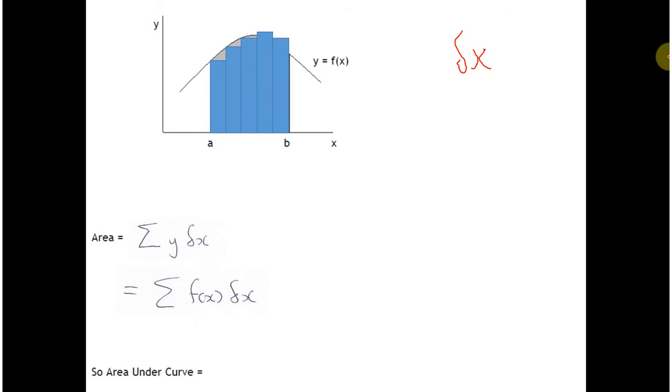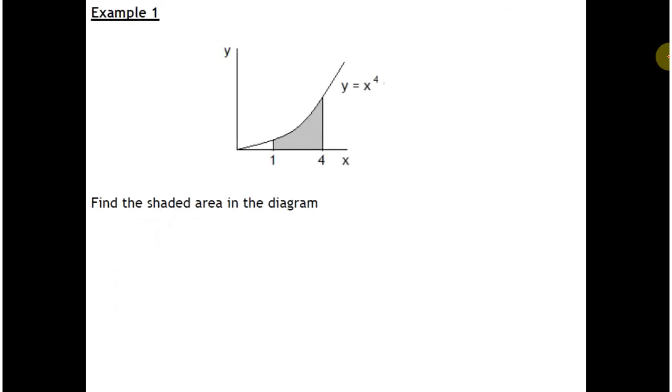Now, this approximation will become more accurate as delta x gets closer and closer to 0, because the rectangles will be thinner and we'll have more uses of the y coordinates to work out the area. It turns out that as delta x tends towards 0, the sum is equal to the integral between a and b of f of x dx. So we can use the integral to find the exact area under the curve.